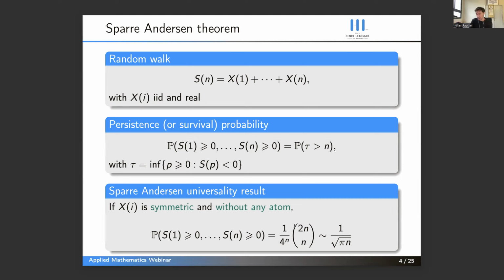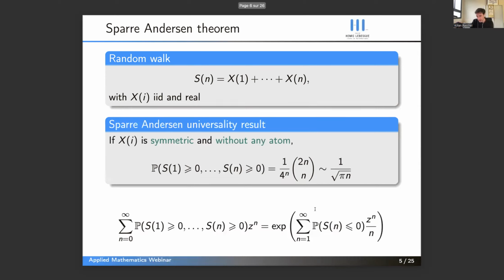And if you want to compute the asymptotics of this quantity, it's very easy to use the Stirling formula, and you will get 1 over square root of n as an equivalent when n goes to infinity. So I will not give the proof of this result, but maybe I can give one key idea in one proof.